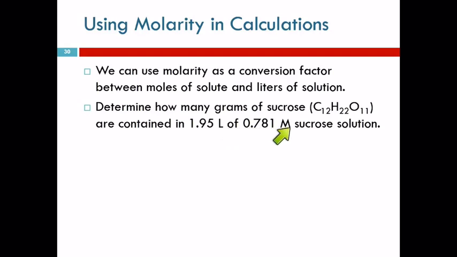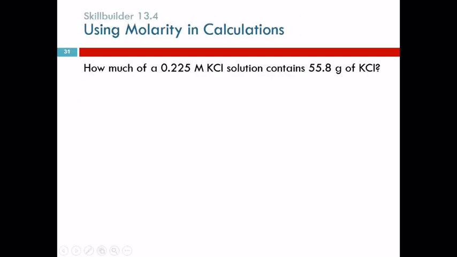0.781 molar. I encourage you, when you write this down on your paper, don't write the capital M. Write moles per liter. Because otherwise you're probably going to forget that it means moles per liter, and you're going to be at a loss because you don't see liters anywhere. And you won't recognize that it's a conversion factor.